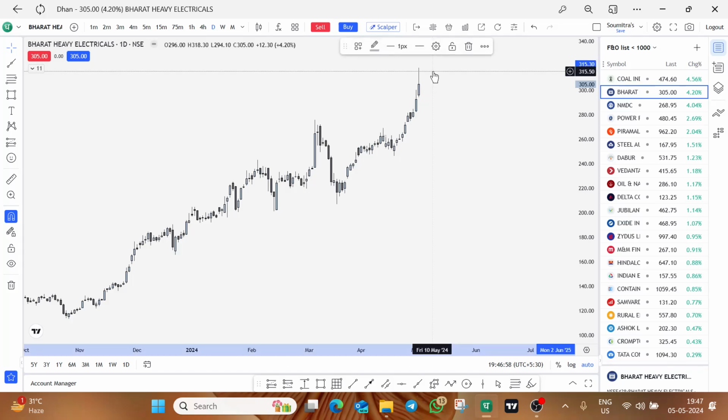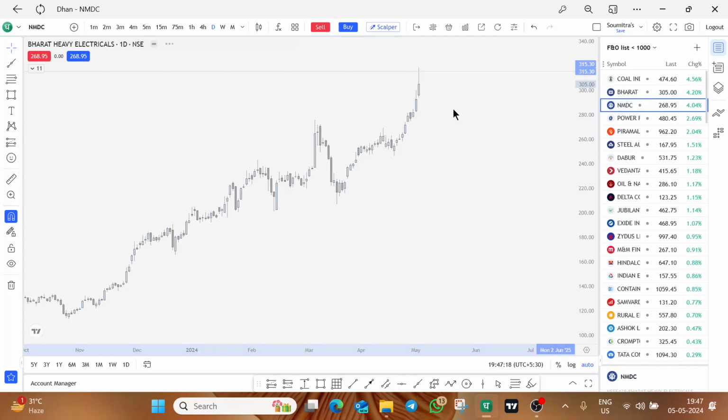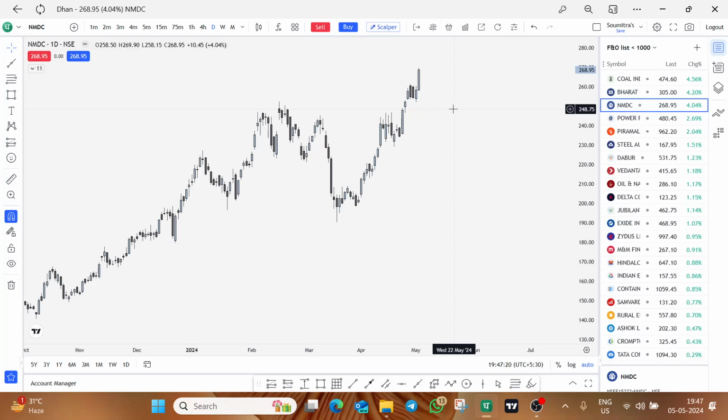Also, we don't understand from where the price is coming most recently. It is just too much expansion, right? So since we are not able to answer those 4 questions clearly, I will avoid this type of stocks. So let us move down to the next one, NMDC.